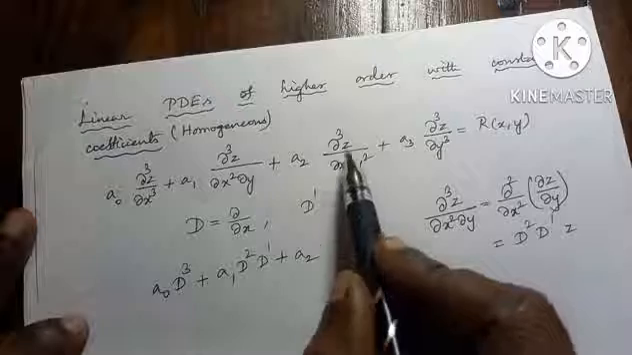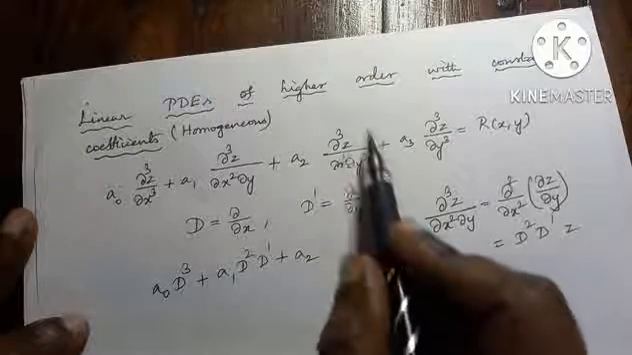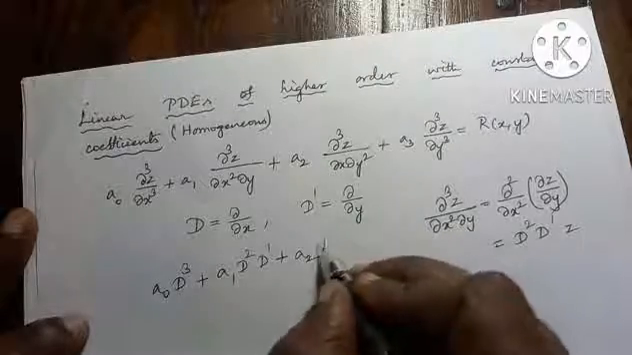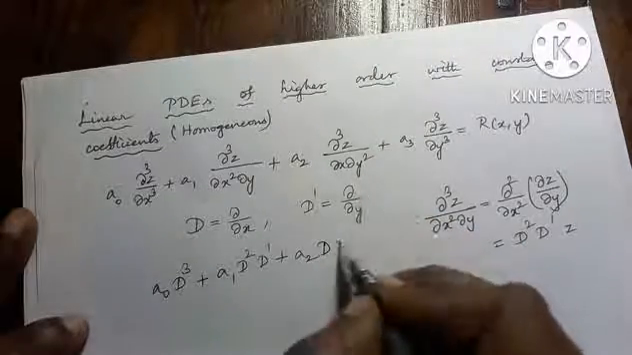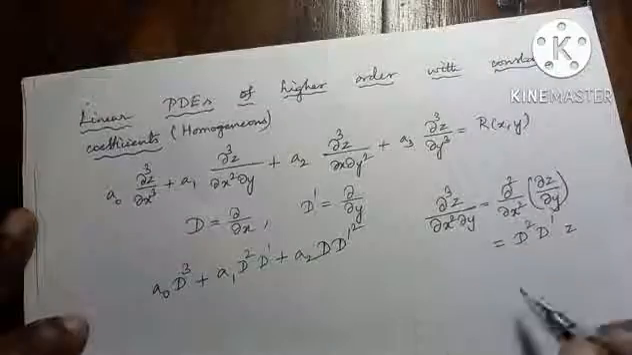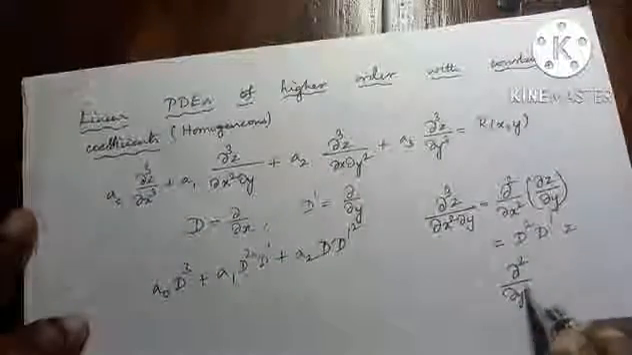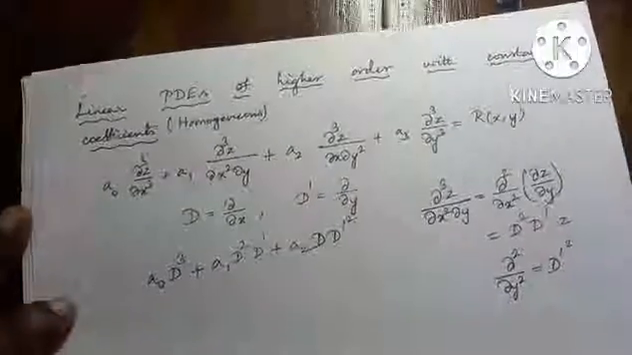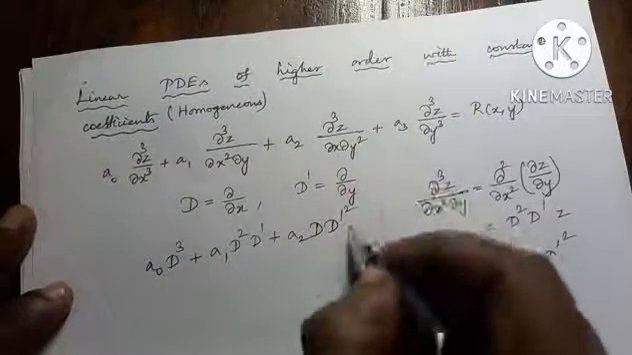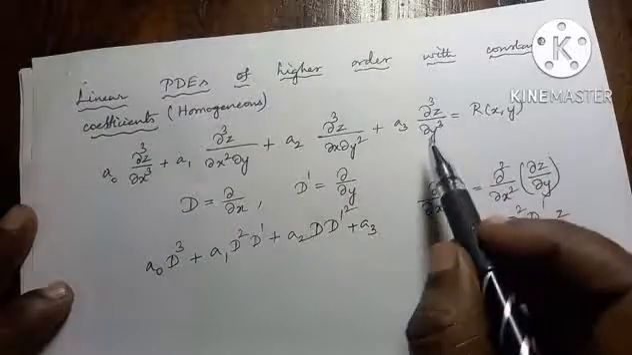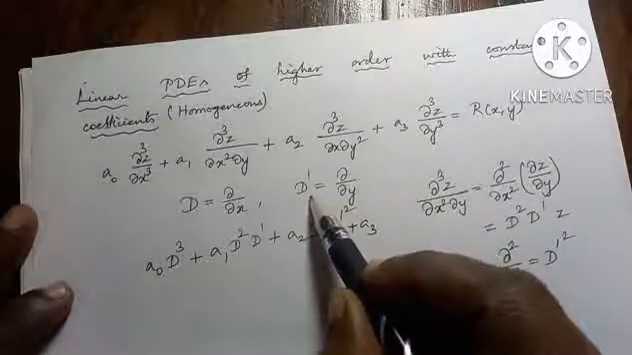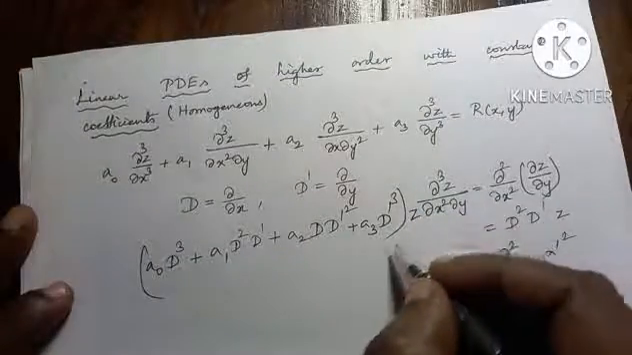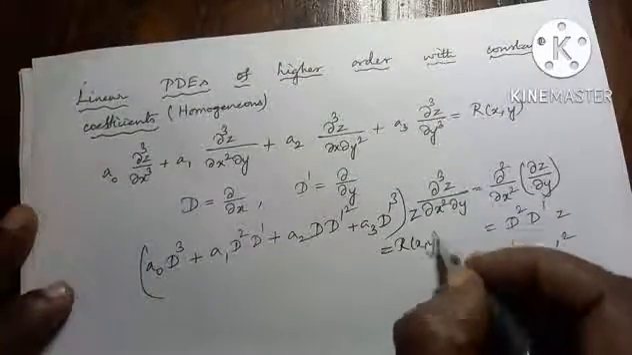Take z common. For A2, it is ∂/∂x of ∂²/∂y². ∂/∂x is D, and ∂²/∂y² is D dash squared. So A2 into D D dash squared. Plus A3 into ∂³/∂y³, which is D dash cubed. Take z common, which is equal to R of x comma y.